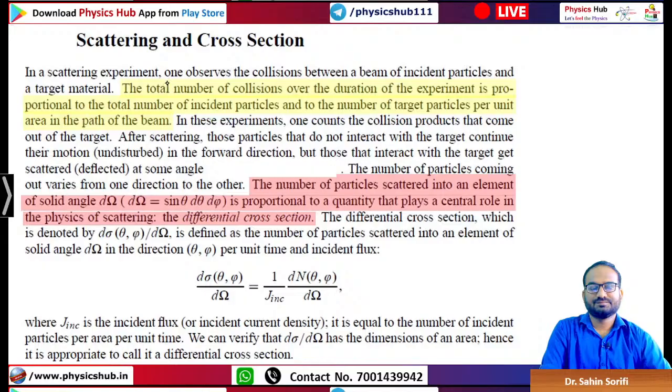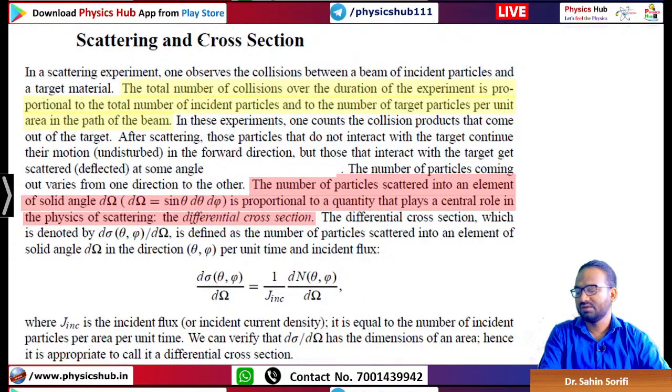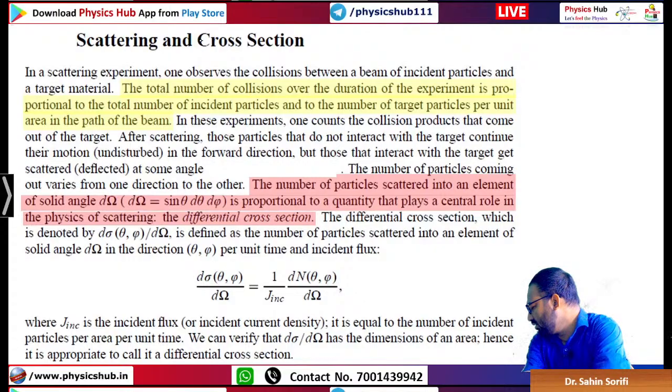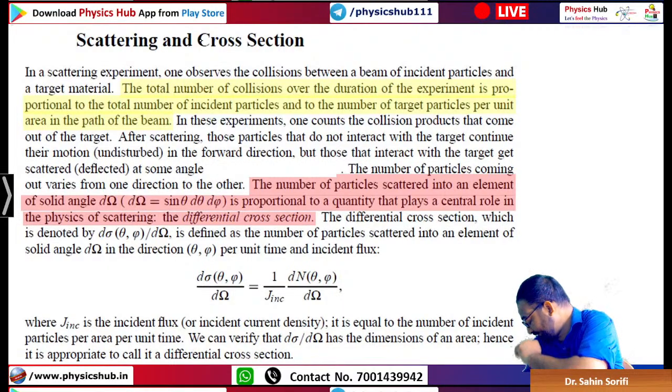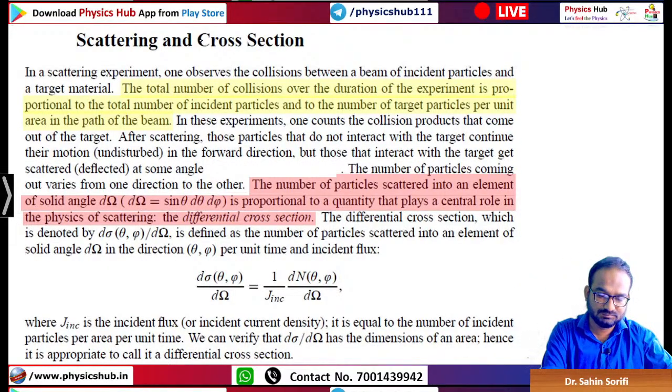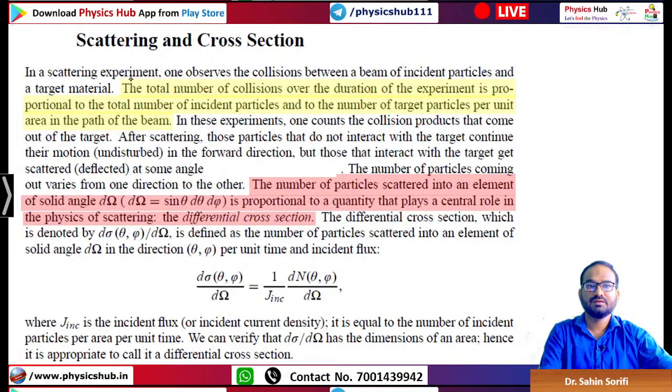So you see, in a scattering experiment, one observes the collision between a beam of incident particles and a target material. So this is what we have in a scattering experiment. We will have a beam of incident particles and a target material. Now, the incident particles will make collision with the atoms of the target material or nuclei of the target material.